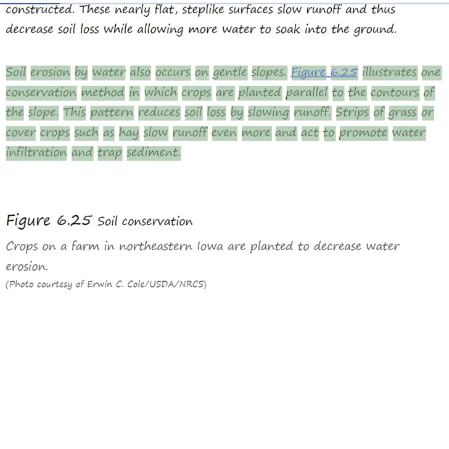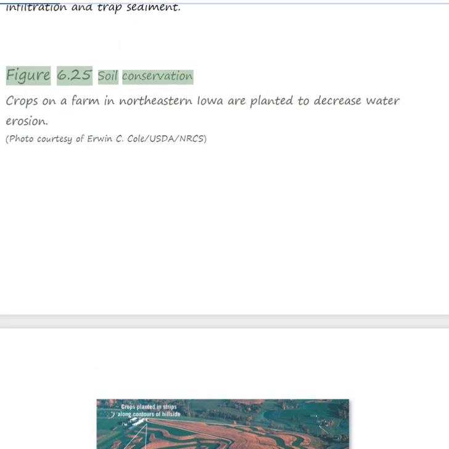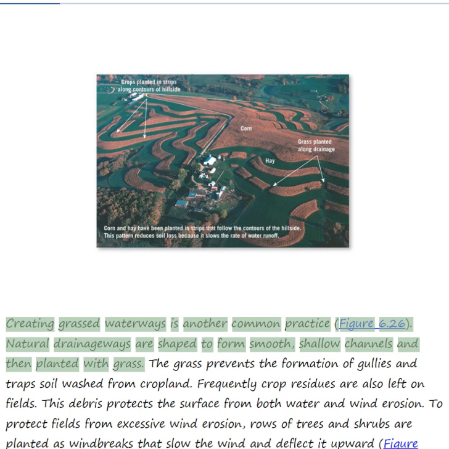by slowing runoff. Strips of grass or cover crops such as hay slow runoff even more and act to promote water infiltration and trap sediment. Crops on a farm in northeastern Iowa are planted to decrease water erosion. Figure 6.25 Soil conservation. Creating grassed waterways is another common practice.